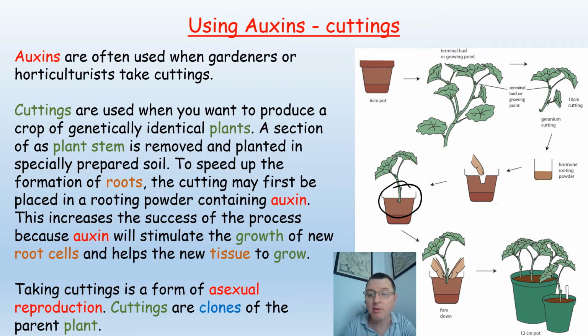It's not necessary, but it will increase the success because auxin will stimulate the growth of new root hair cells and new root cells and help new tissue to grow. Taking cuttings is a form of asexual reproduction. Cuttings are clones of the parent plant because they are genetically identical.